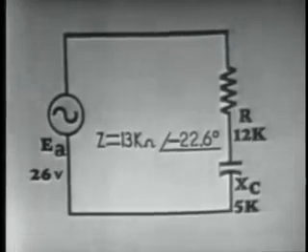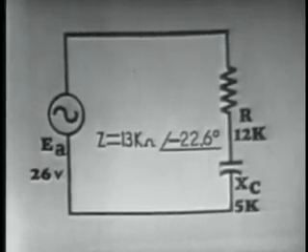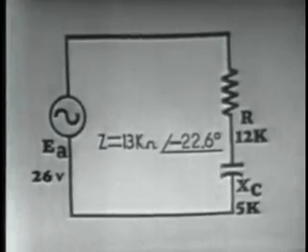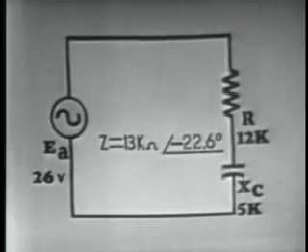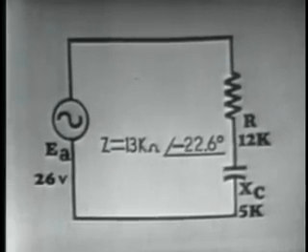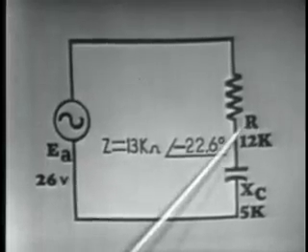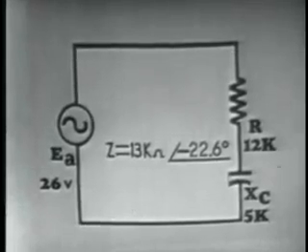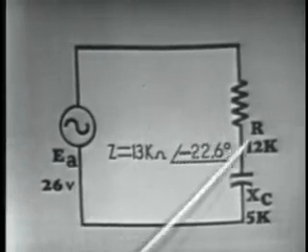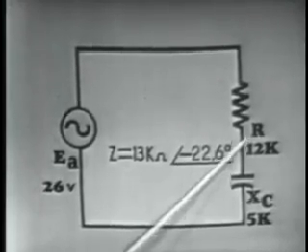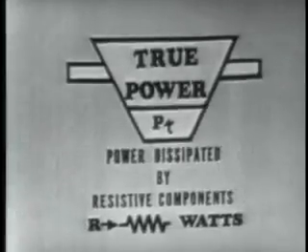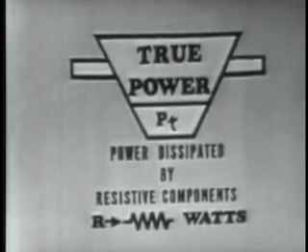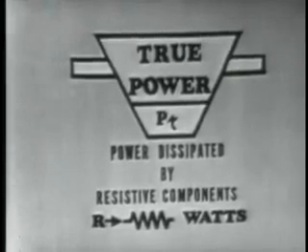Thus far we have determined the impedance, current of the circuit, and voltage drop across the individual components. But what about the power in the circuit? Well, we have two powers: the power dissipated by a resistor R and the power delivered to the circuit by the generator. This power, first of all, we call true power, or PT. And as we said, this is the power dissipated by resistive components and is measured in watts.